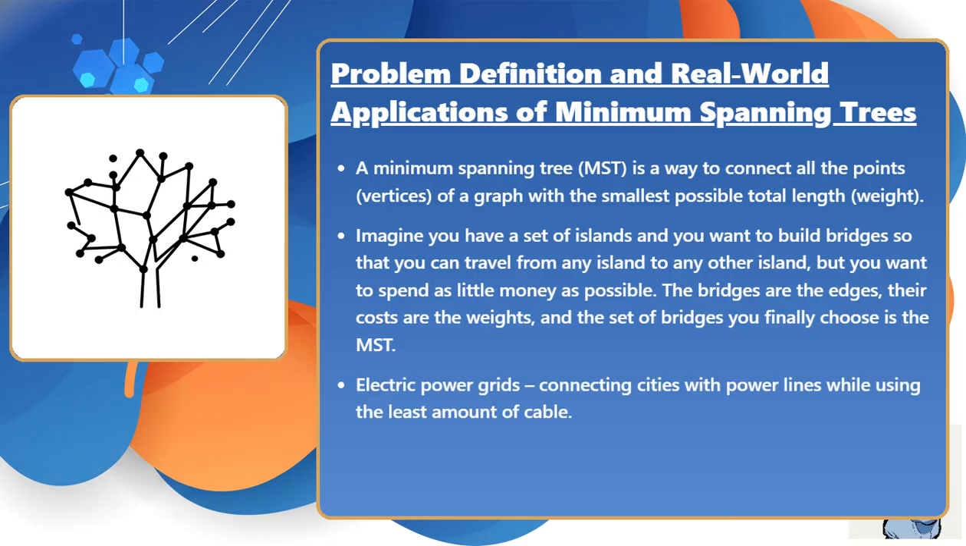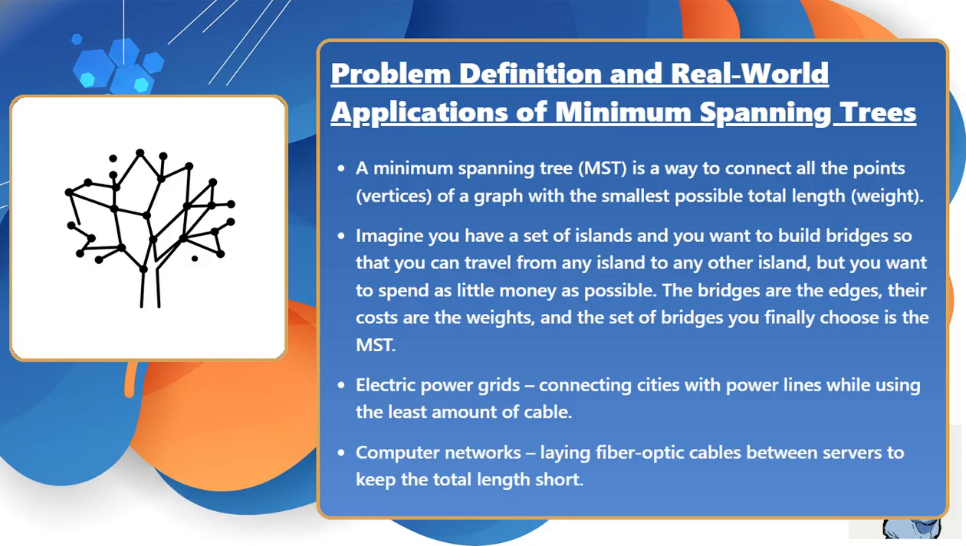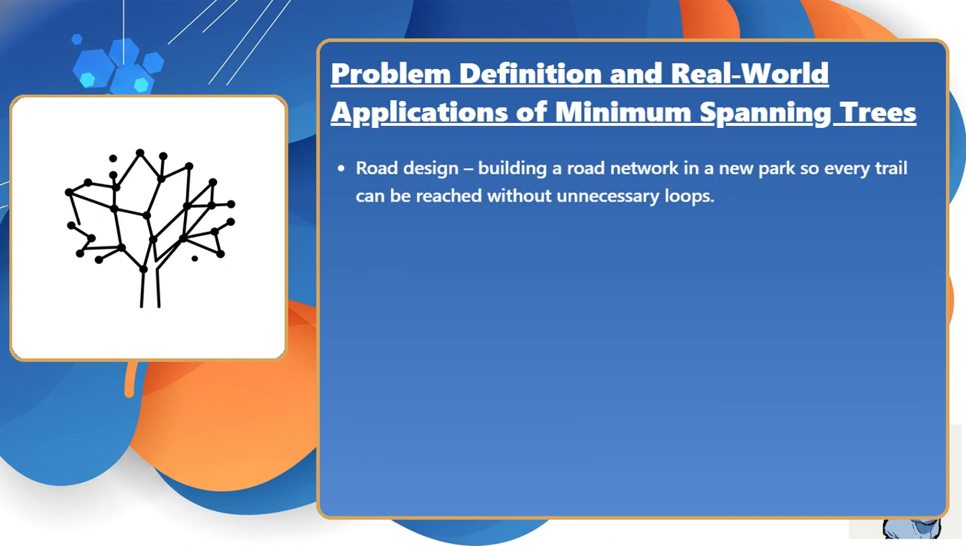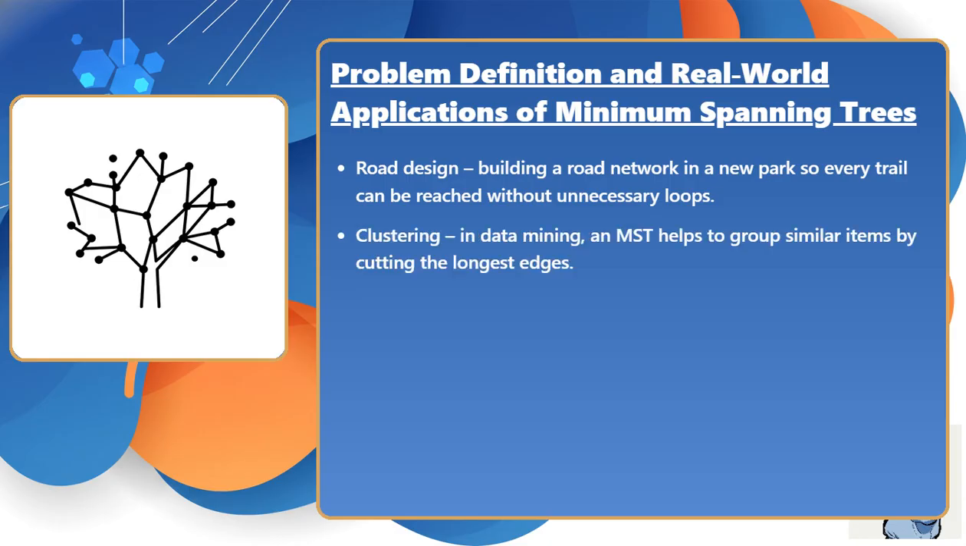Electric power grids: connecting cities with power lines while using the least amount of cable. Computer networks: laying fiber optic cables between servers to keep the total length short. Road design: building a road network in a new park, so every trail can be reached without unnecessary loops. Clustering in data mining: an MST helps to group similar items by cutting the longest edges.